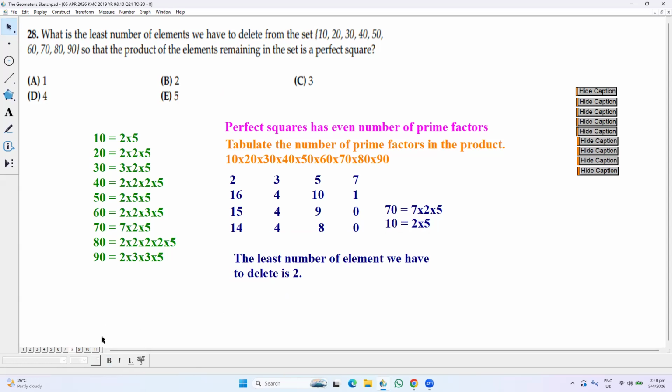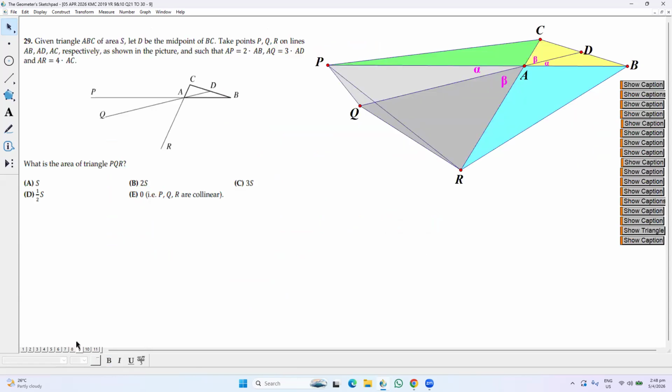Number 9. Okay, given a triangle ABC, area is S. The yellow one, ABC, area is S. Then D is the midpoint. Take points P, Q, R on lines AB, AD, AC. Take on AB, you get P. Take on AC, you get R. Take on AD, you get Q.